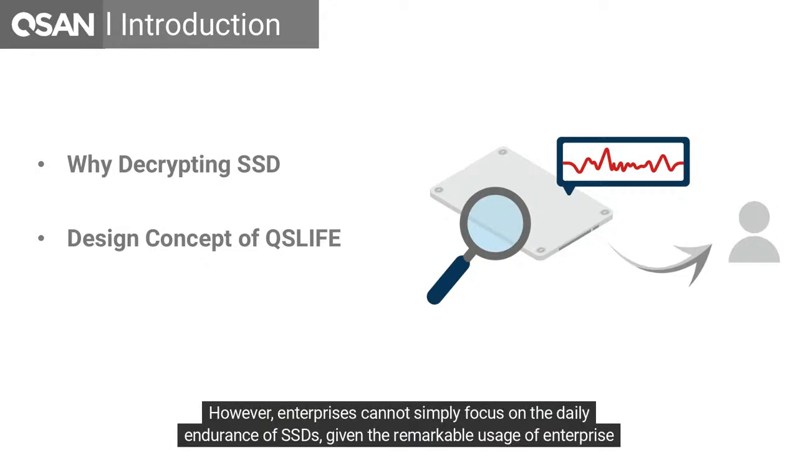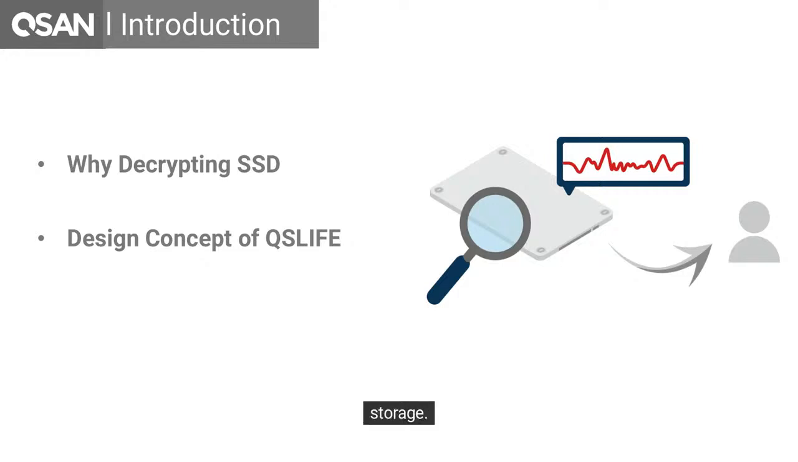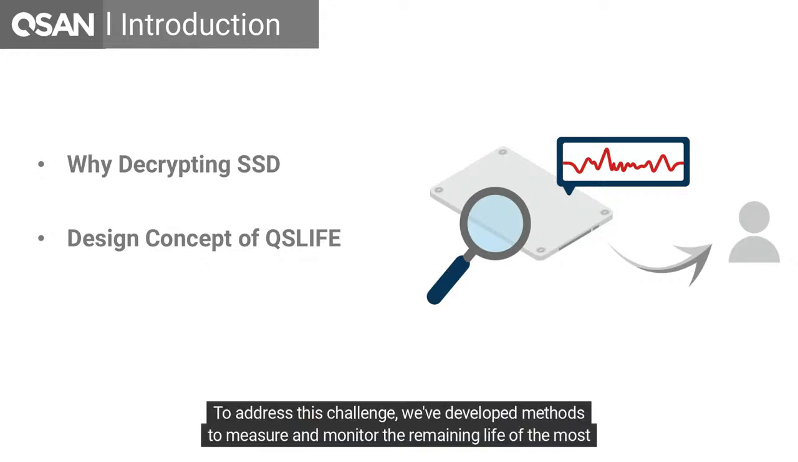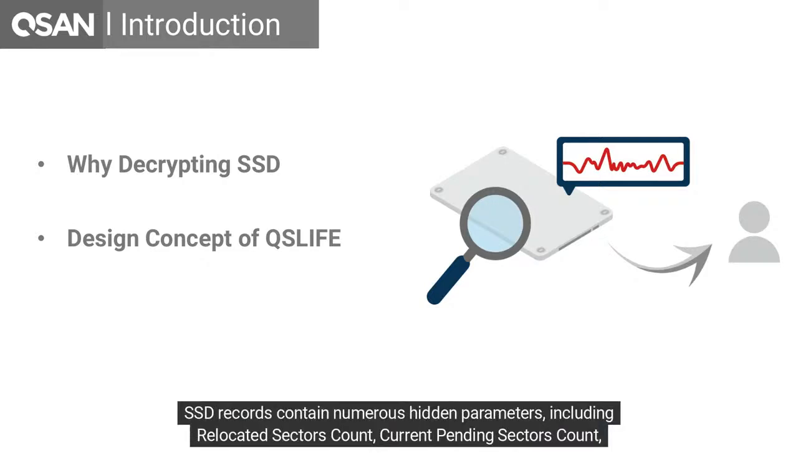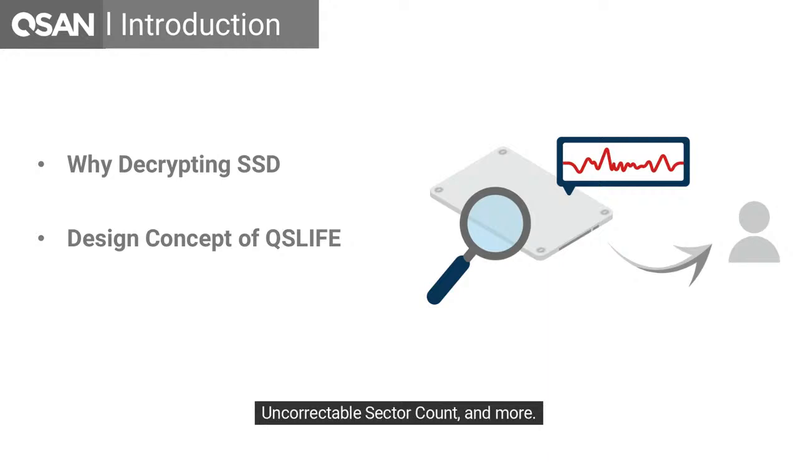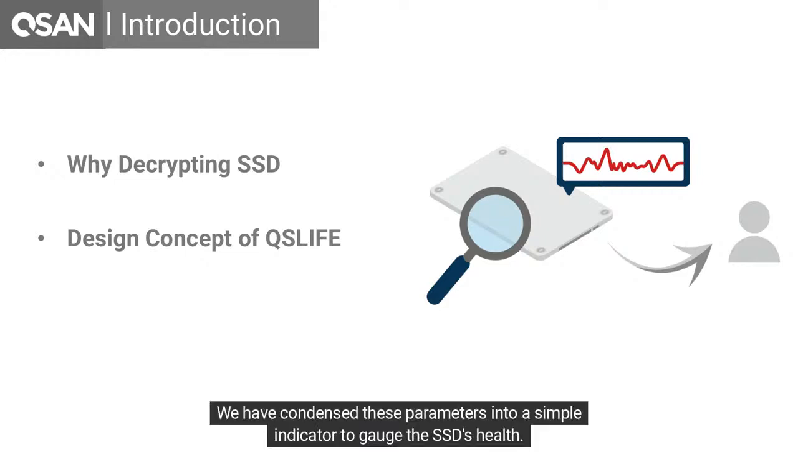However, enterprises cannot simply focus on the daily endurance of SSDs, given the remarkable usage of enterprise storage. To address this challenge, we've developed methods to measure and monitor the remaining life of the most popular SSDs in the market. SSD records contain numerous hidden parameters, including relocated sectors count, current pending sectors count, uncorrectable sector count, and more. We have condensed these parameters into a simple indicator to gauge the SSD's health.